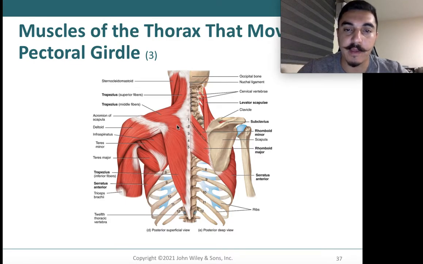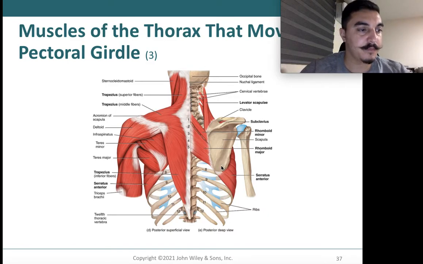Okay, we have our trapezius over here near the back, all the way across, and the serratus anterior over here. Okay, so it's going to help elevate, depress, abduct.